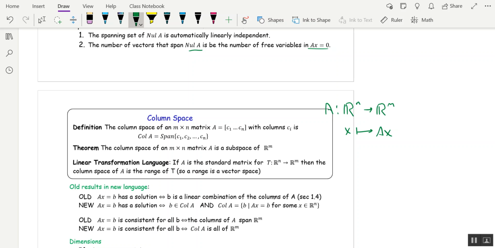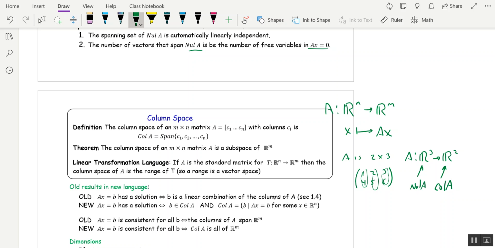So let's just do a concrete example here. If A is 2 by 3, so 2 rows, 3 columns, I can think of A as mapping R3 to R2. Look at the columns, where do they live? They live in R2. Each column has 2 entries. So null A lives over here, and col A lives over here. They live in different places.